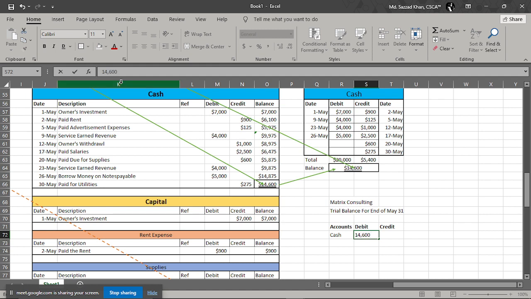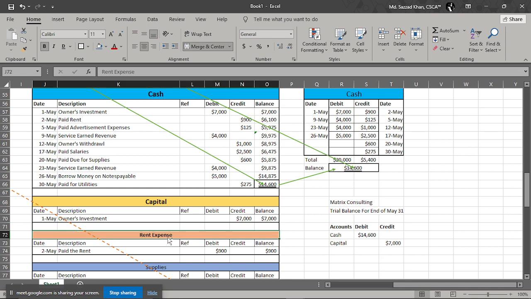It could also be a credit balance. Then you write it under the credit balance, but we need to figure out which it is. Like capital would be in credit. The second account is the capital. Capital is 7,000, credit, right? And then what is the third account? Rent expense. Rent expense will be debit. It's 900.